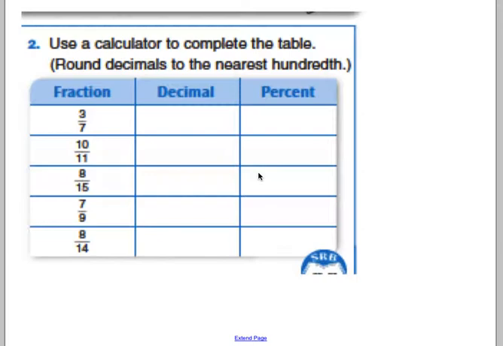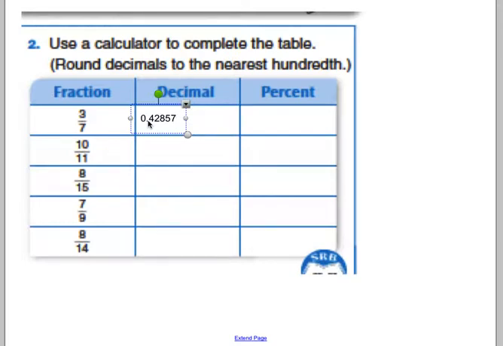Okay, so if we have the fraction 3/7, we take 3 and we divide it by 7 to get the decimal number. Now sometimes when you do this, well, a lot of times when you do this, you get a really long ongoing decimal number. And that's okay. Sometimes your work will ask you to round it off to a certain place, and other times it won't.